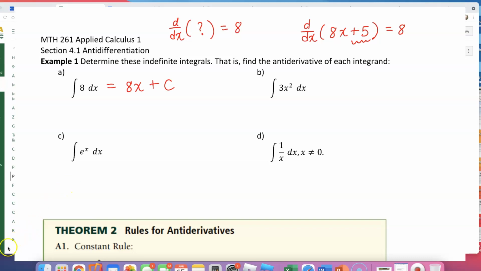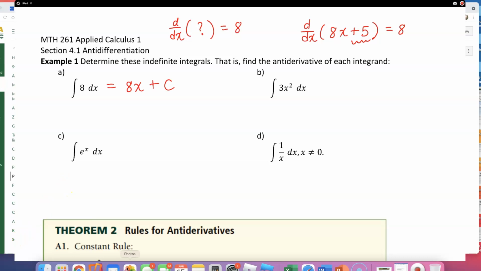Let's keep on going. How about, what kind of function or polynomial has a derivative of 3x squared? We can use the power rule. So we can increase the exponent by 1. So write down 3x, but write the new exponent of 3, go up 1. And divide the whole term by that new exponent of 3. That's it. And don't forget to put the plus c.